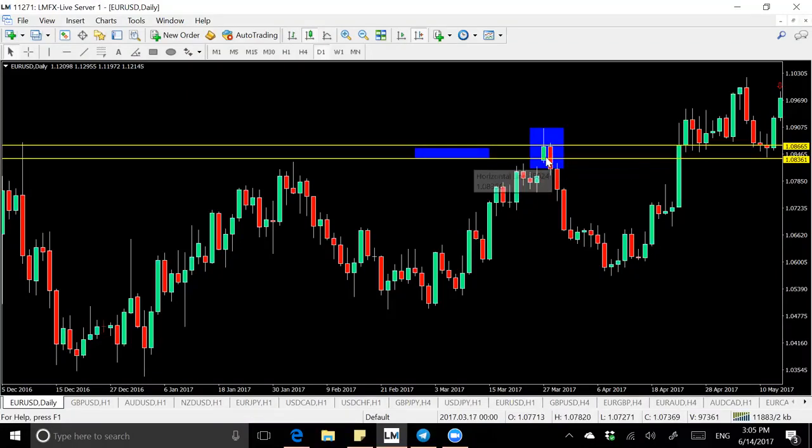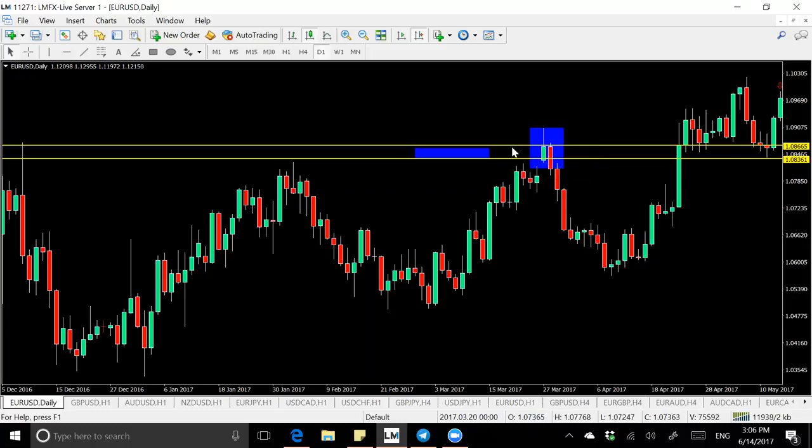Because it's a zone. And a simple rule I like to follow: in this case, this is a resistance, right? Price is respecting and staying below it. So if you want to sell, sell as close as possible to resistance. If you want to buy, buy as close as possible to support. This way, your drawdown is really less. Now think about this.